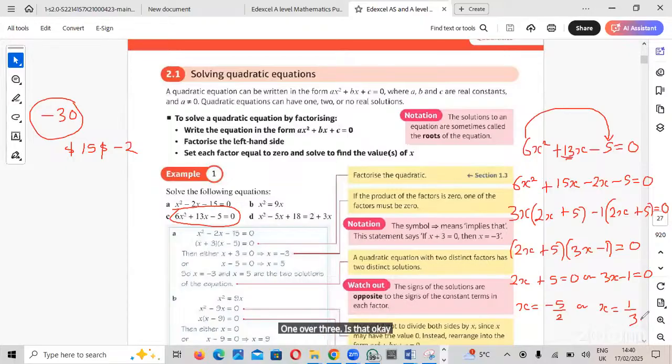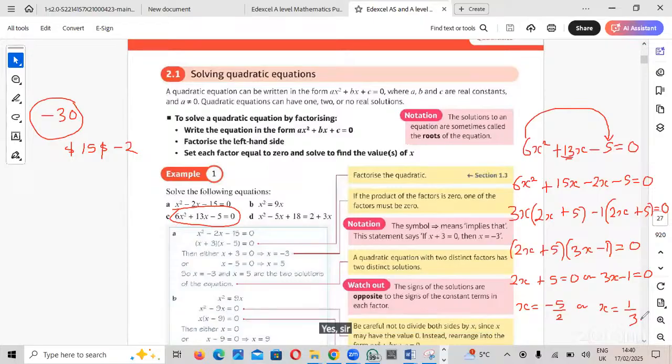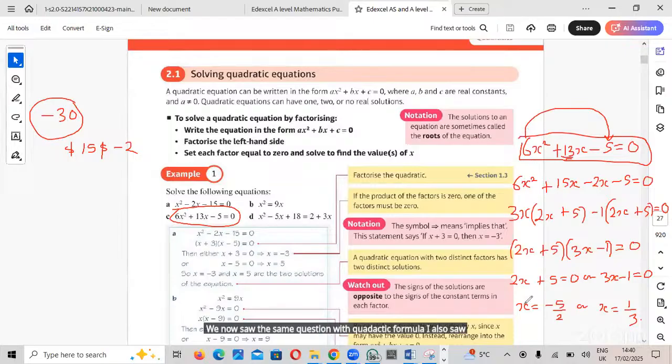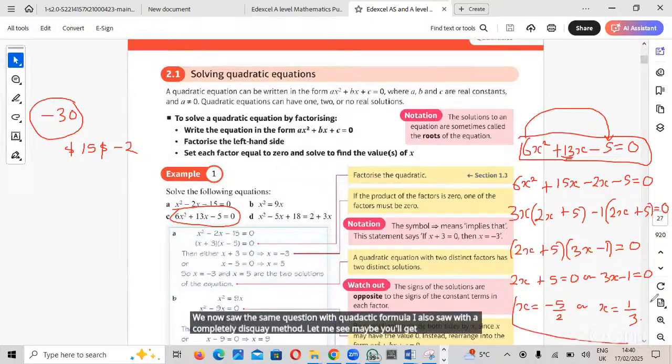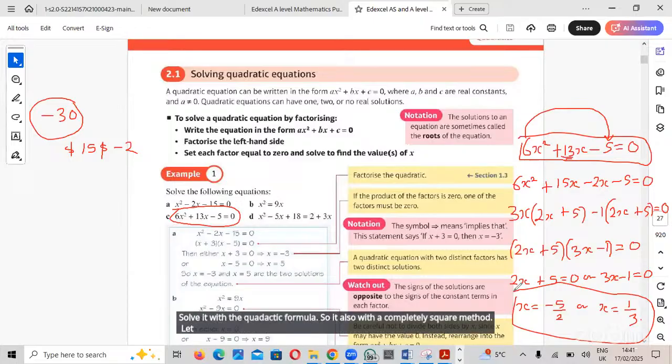So what I expect you to do, not now, when you get home or when you are less busy later, is to solve the same question with the quadratic formula, and also solve it with the completing the square method. Let me see, maybe you get the same results. Is that okay with everybody? Yes, sir. I know some people will not do it. So go and solve the same question. If you are really correct, your answer should be minus 5 over 2 or 1 over 3.